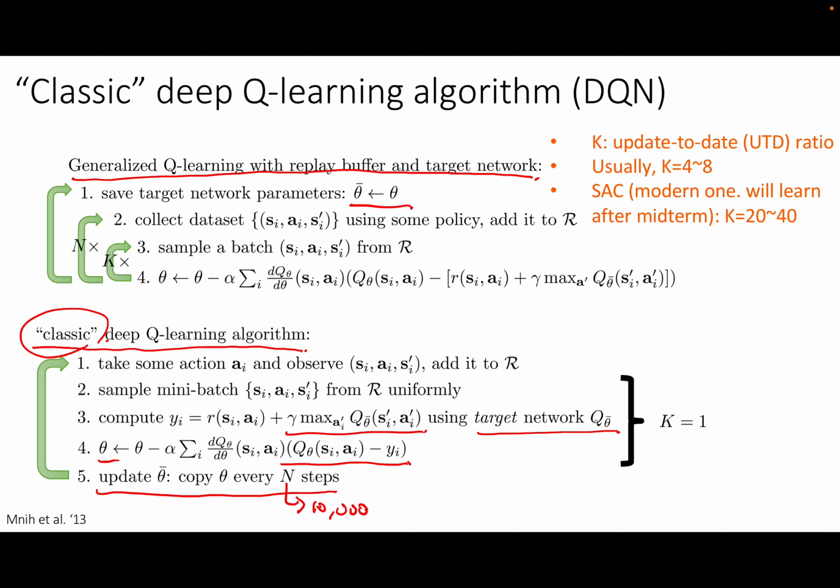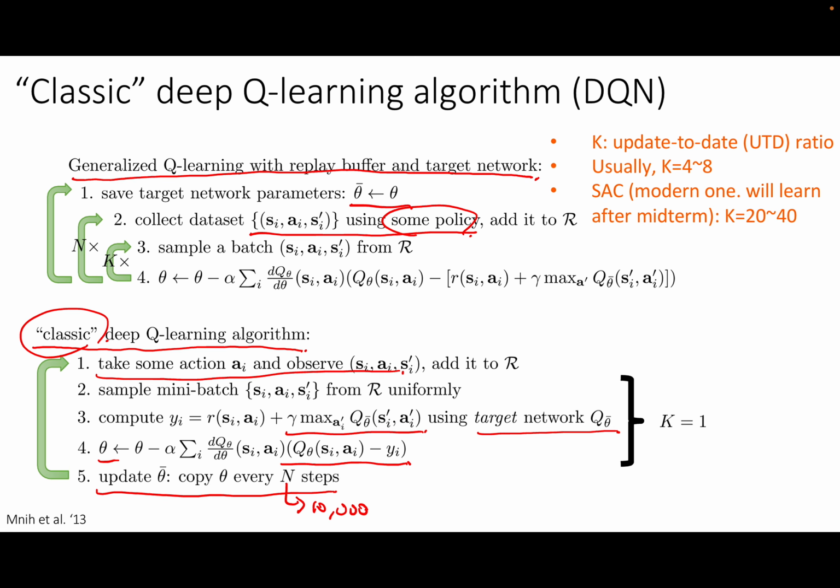We can update theta bar with theta, and then we can collect a data set using some policy added to the replay buffer. As I said, some policy includes taking action, observing, and saving the transition to the replay buffer. We can use our own Q network, or we can use some off-the-shelf policy network. We can use anything to collect some data, and then we can add it to the replay buffer.